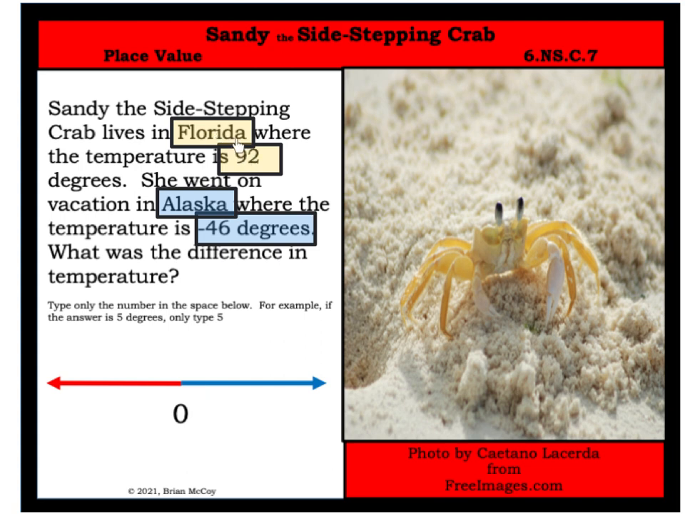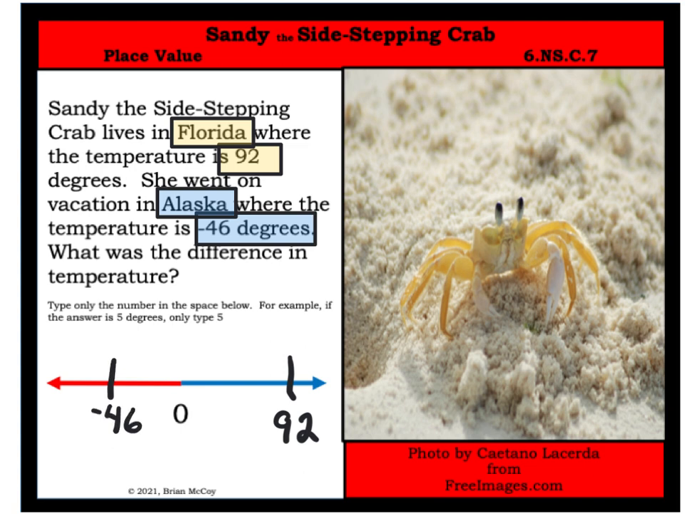Now, first of all, 92 degrees in Florida. Well, I'm going to start here at 0, and I'm going to go into the positive because that's positive 92. And I'm going to just make a line here and write 92. And that's the temperature of Florida. Super. Now let's move on to Alaska. And Alaska is in the negative. So I'm going to start here at 0 and go 46 degrees into the negative. And let's just say that it's probably right about there. So I can just plot that.